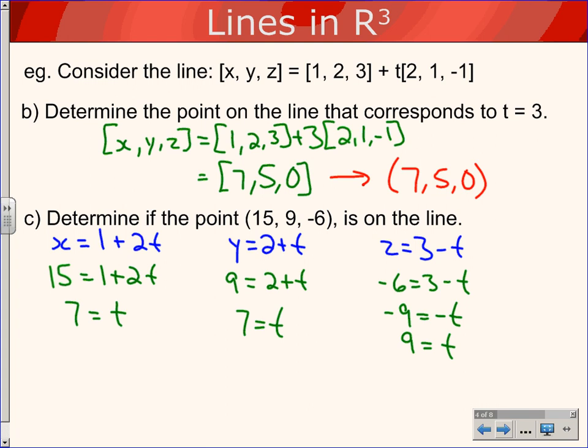So in the end, it didn't work. Right? It didn't work. Therefore, the point is not on the line. We needed to get the same value for t in all 3 spots.